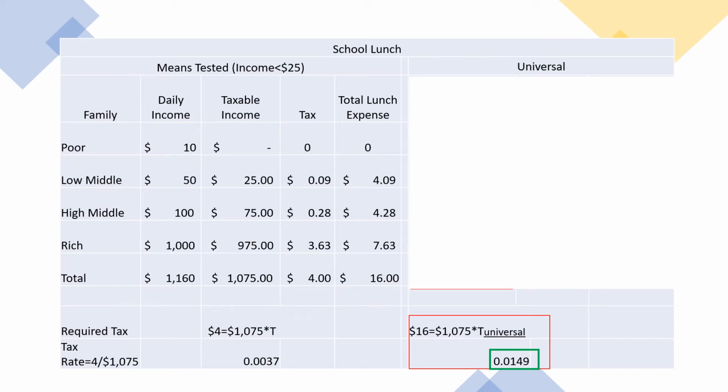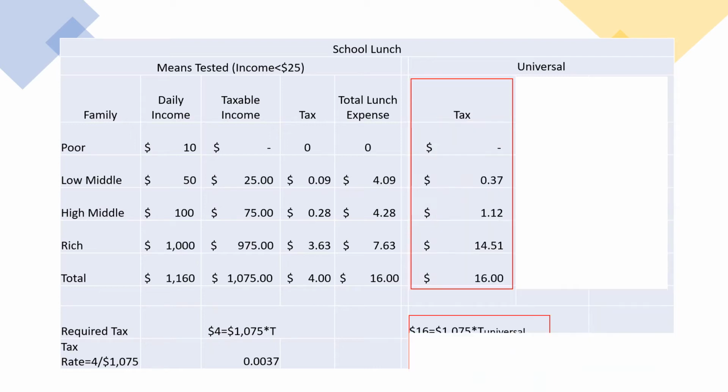Applying this tax rate to the family's taxable incomes yields the taxes that each family would pay. The low middle income family would pay 37 cents instead of just 9 cents. The high middle income family would pay $1.12 instead of 28 cents, and the rich family would pay $14.51 instead of $3.63.